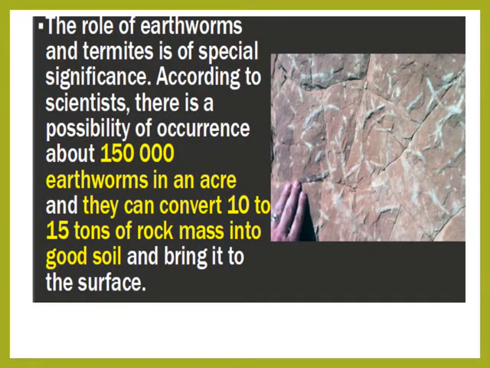There are 1,50,000 earthworms in an acre. They convert 10 to 15 tons of rock mass into good soil. You can look at the picture.